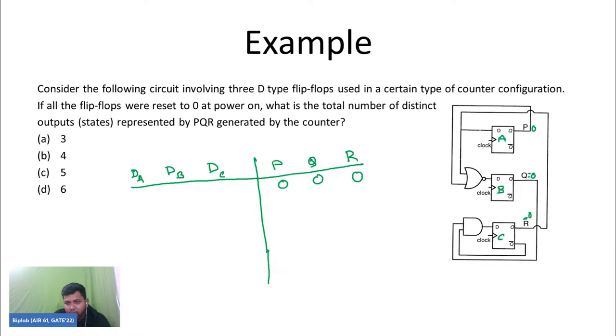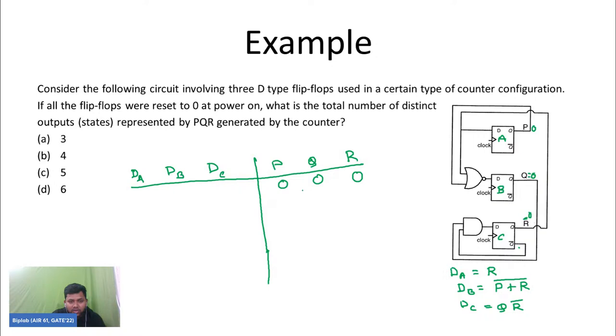Look at DA. What is DA? Follow the circuit here from R. So DA is nothing but R. What is DB? Follow the circuit. This is a NOR gate, and it is coming from P and R. So DB is nothing but (P plus R) whole bar, the NOR circuit. And what is DC? DC is nothing but the multiplication of Q into R bar. The output of this was R, so that means Q bar will be R bar, so R bar into Q. That is the expression for DA, DB and DC.